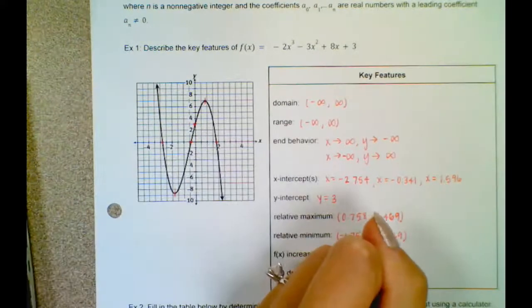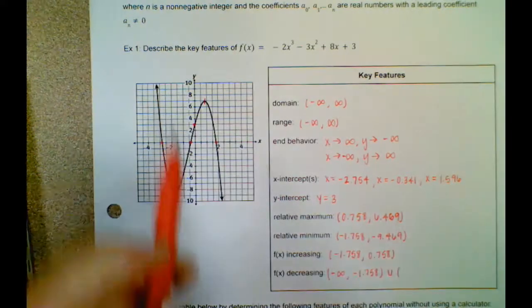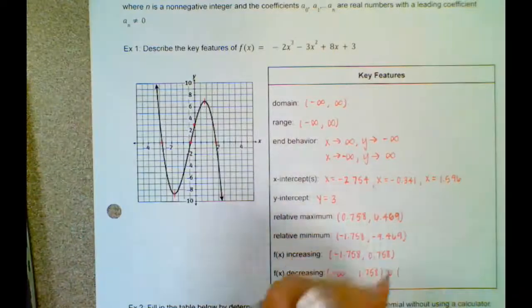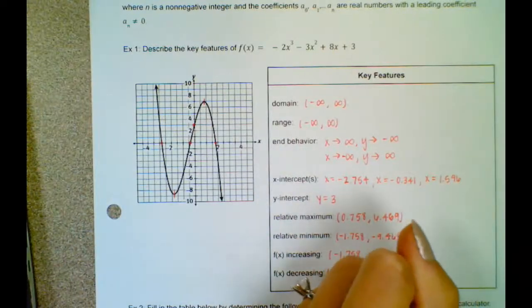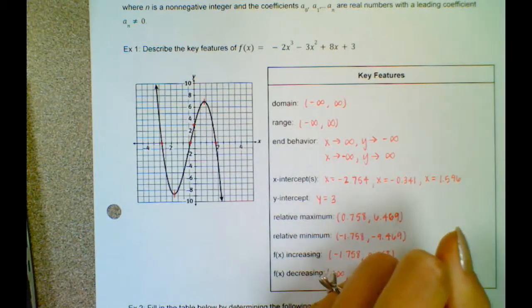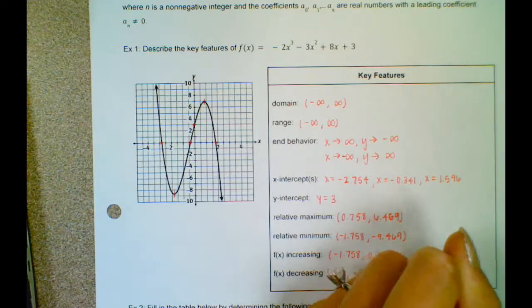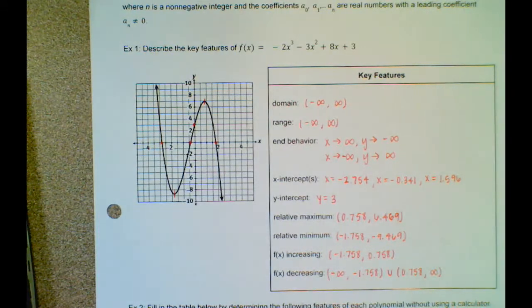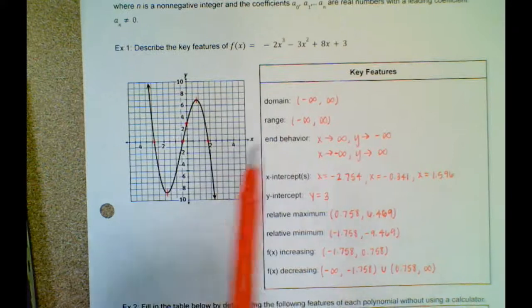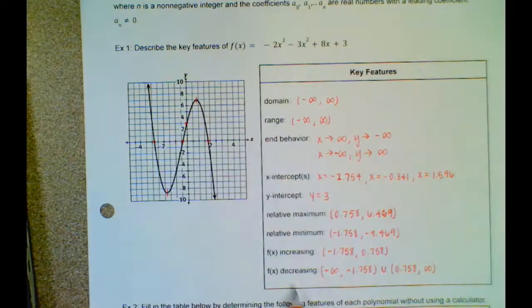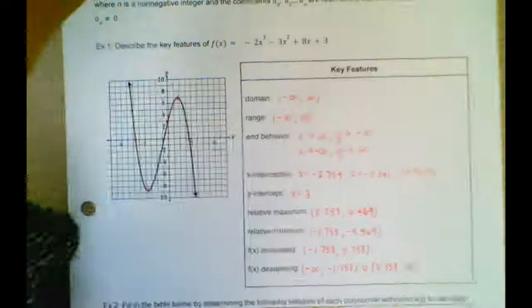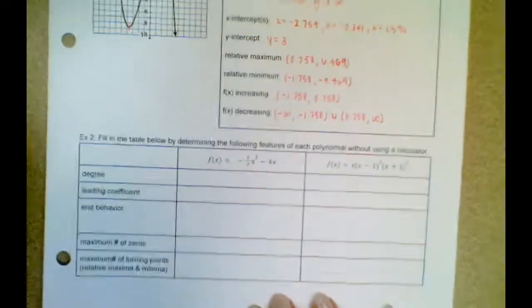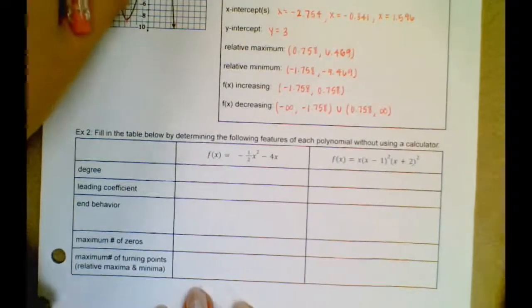So I'm going to use my union sign. That means and, right? And that x value of the max was 0.758. And that's just going to, the x values go to positive infinity. Okay? So those are the key features. If I ask you for key features of a function, you're listing all this stuff. Alrighty. Now we are going to fill in this table below.